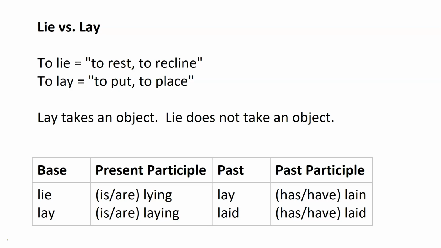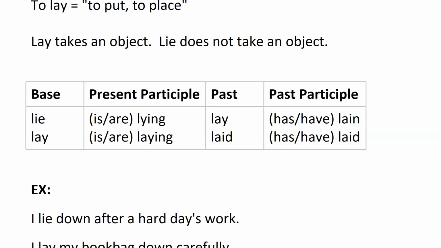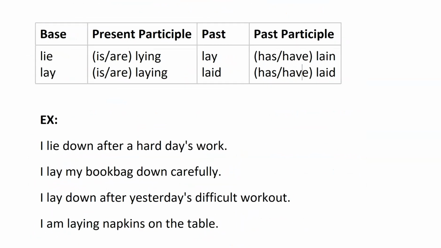So the base form of lie is lie, the present participle is lying, the past is lay, and lay is the same as the base of, obviously, the verb lay. And then the past participle is a word we tend to skip using, which is lain, have or has lain. We tend to use laid in its place, and that's probably the biggest mistake that we make. For lay, the base is lay, the present participle is laying, the past is laid, and the past participle is also laid. Take a look at these examples and see if this makes sense.